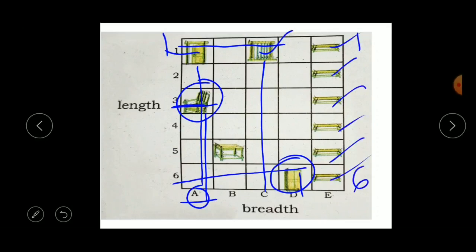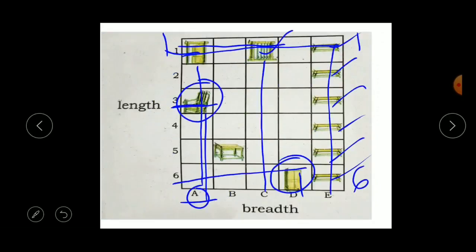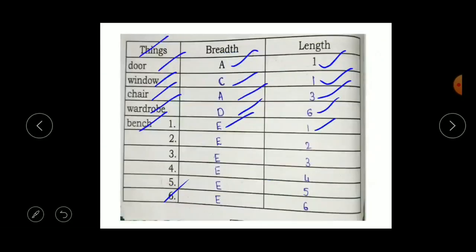First, number 1 bench. Where is it? What is the breadth of this first bench? It is E, and length is 1. So E1. Next one is the second bench. This one. What is the breadth of this second bench? It is E. The length is 2. E2. In the same way, you try to do the remaining benches by yourself.